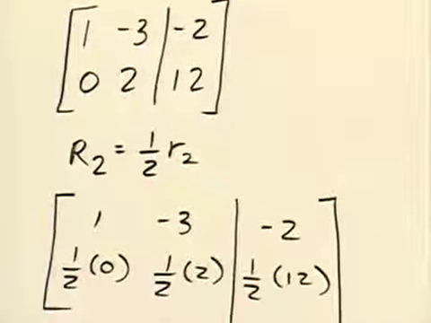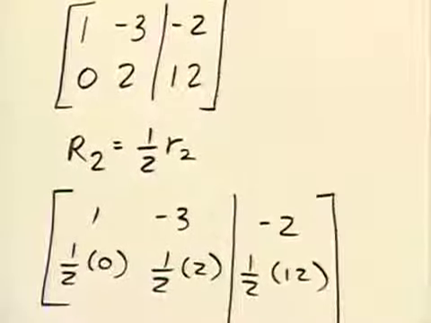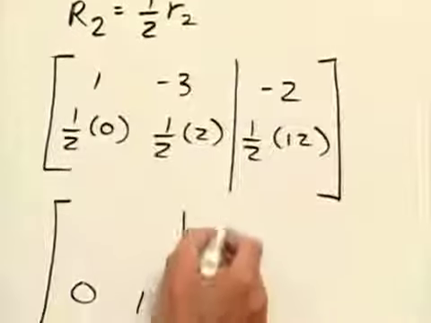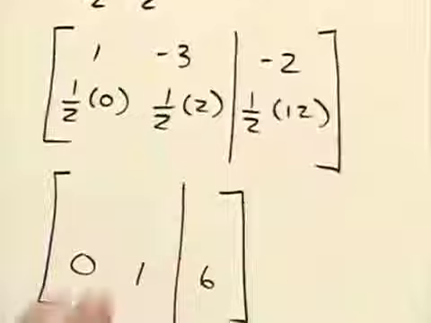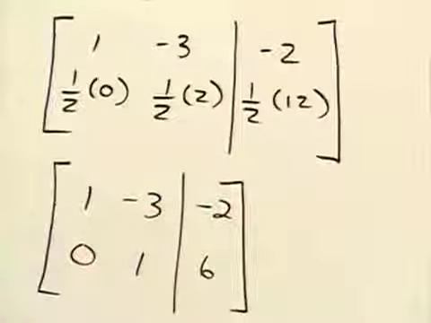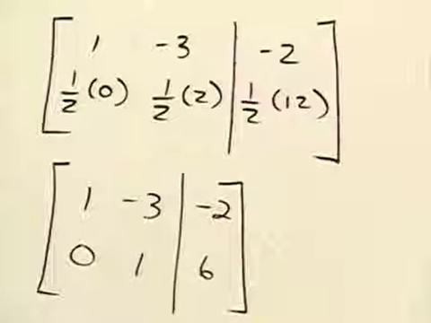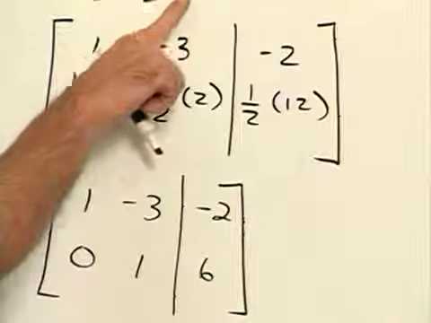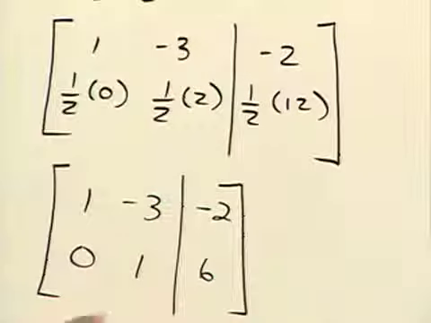Now let's do the multiplication, and we'll have 0, 1, and 6. Keeping the top row the same again, we'll have 1, -3, and -2. So we performed the row operation, which gave us a new row 2. It told us to multiply 1/2 to row 2, which gave us this final matrix.